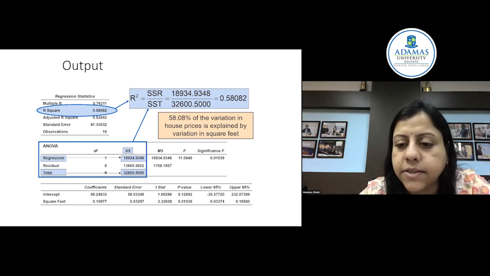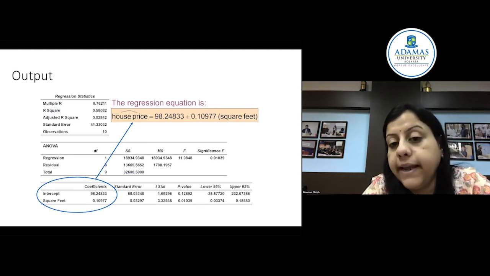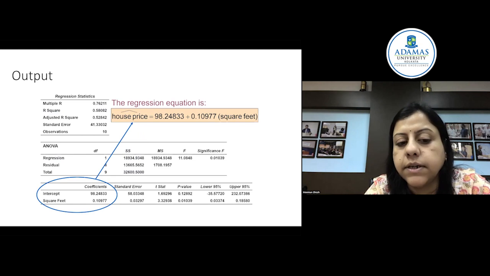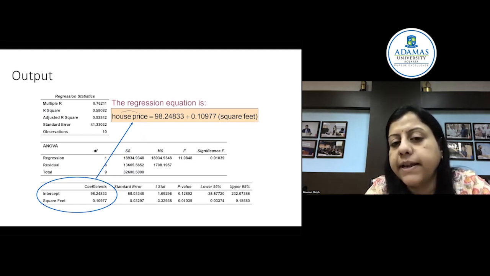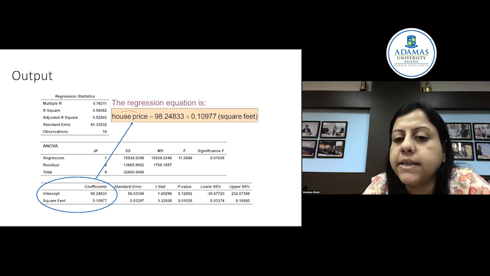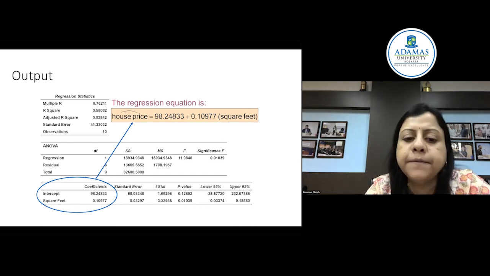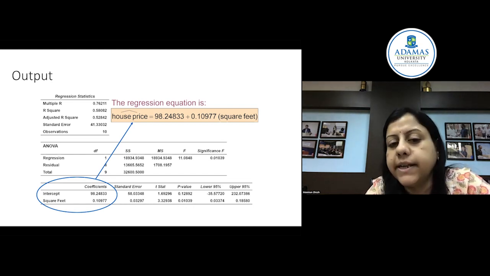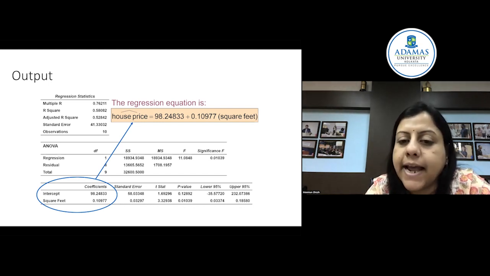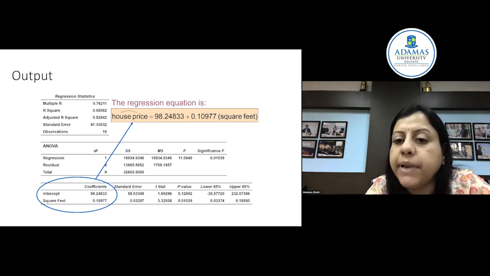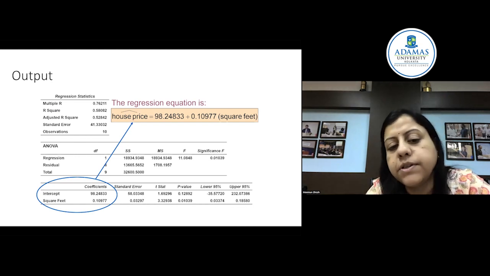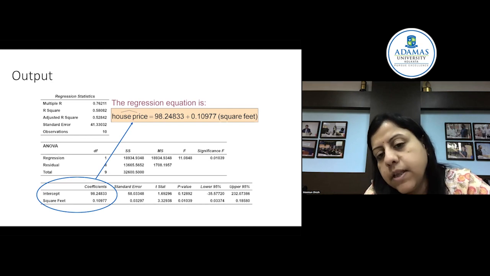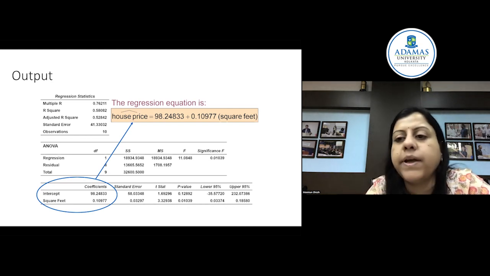Now, moving ahead, the next portion is how we create a regression equation. You see in the third table, you have a simple regression equation: y equals b0 plus b1 x1. The coefficient column in the third table helps you get your regression equation. So y is your house price, which is 98.24833, the intercept value b0, plus b1, the slope value, which is the square feet coefficient value 0.10977, times x1, the square feet.